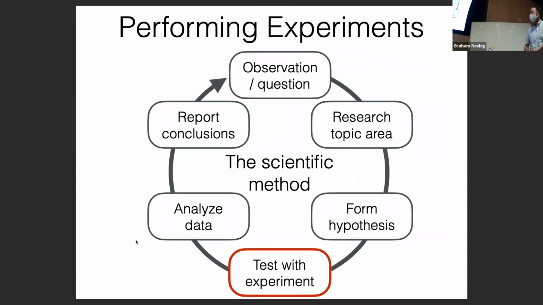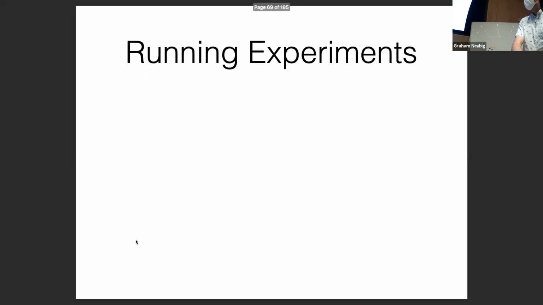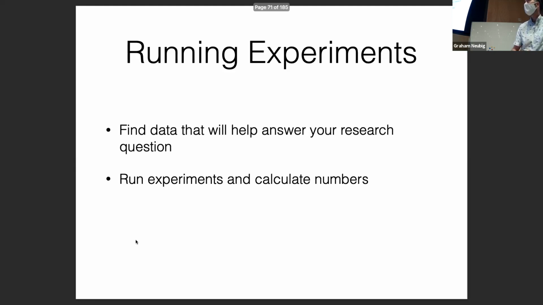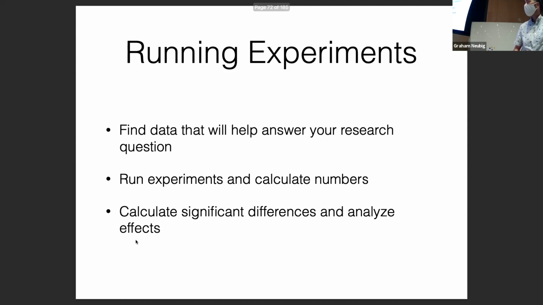Okay, so now I'm going to talk a little bit more about testing with experiments. And so running experiments, basically, in order to do this, you'll need to find data that help answer your research question, run experiments and calculate numbers, and calculate significant differences between the numbers and analyze effects. So I've already talked about statistical significance calculation. Hopefully people remember that from the beginning of the class, but I'll talk a little bit more about the first two.